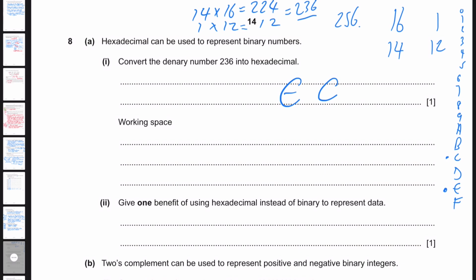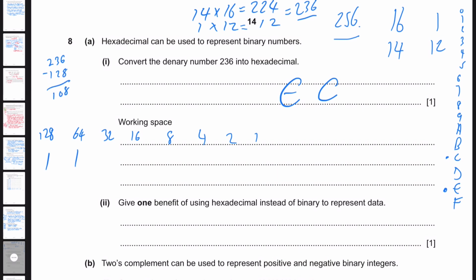So what you might want to do, and I'll show you this here, obviously the working space I've used at the top, but I'm going to convert this number into binary. 1, 2, 4, 8, 16, 32, 64, 128. The next number in the sequence would be 256, because 128 doubled is 256. So I know I can do this in an 8-bit register. So I'm going to say there's one lot of those. 236 minus 128 would give me 108.